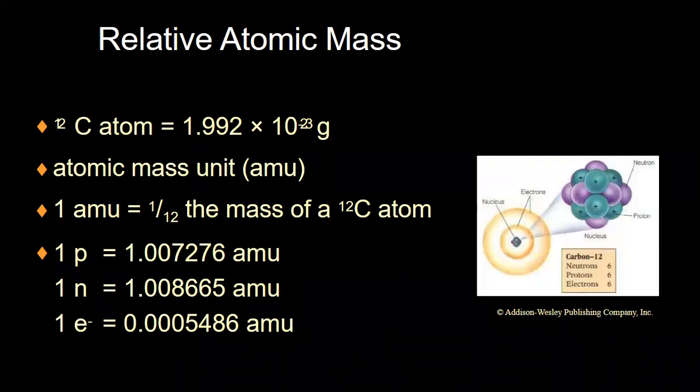Why does the carbon atom have 12 AMU? Because it has 12 particles inside its nucleus, because the protons and neutrons each have a mass of around 1 AMU. Why don't we count the electrons? Because they have a very small mass, so we don't consider it.